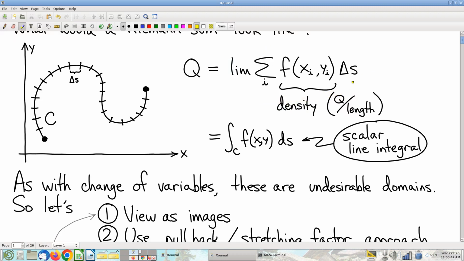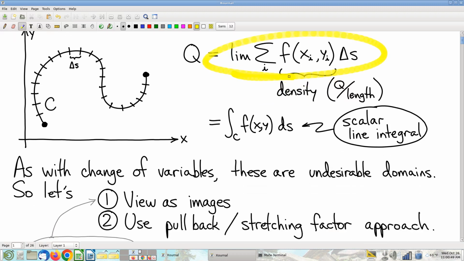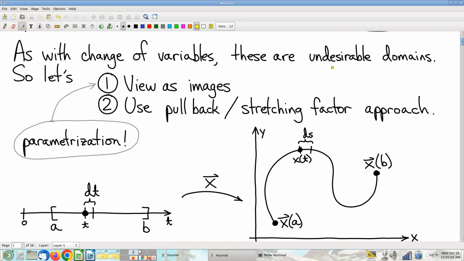Okay, so here we are again. We've got this brand new thing. Oh my gosh, am I going to have to actually compute this with Riemann sums? Say it ain't so. And good news, there is a way to compute this easily also. It's a little bit different. In fact, it's highly analogous to change of variables, which we've done before.